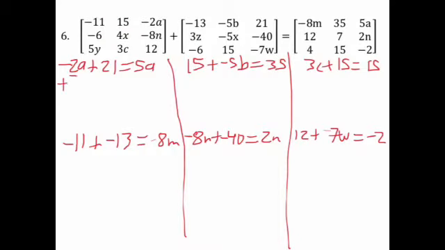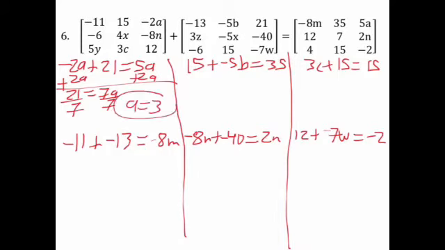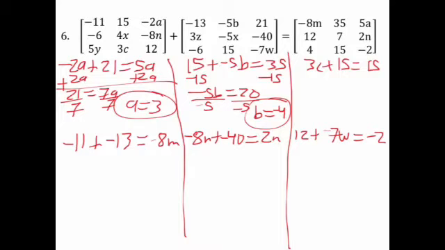Like on this first one, I'll add 2a to both sides, and that'll give me 21 equals 7a, divide by the 7, and you'll get a equals 3. Then on the next one, I'm going to subtract 15 from both sides to get negative 5b equals 20. Divide both sides by the negative 5. And you get b equals negative 4.